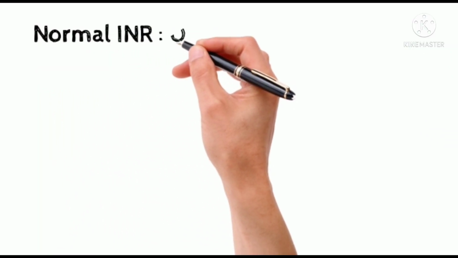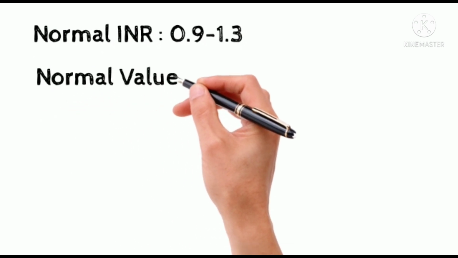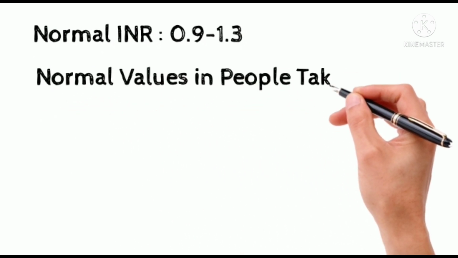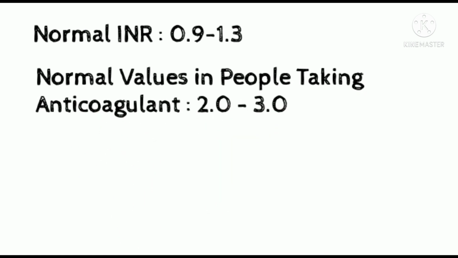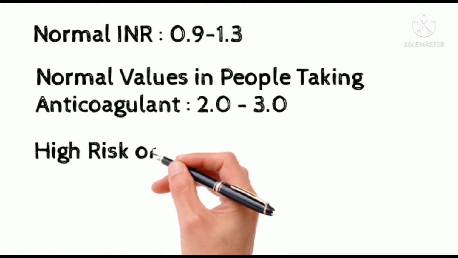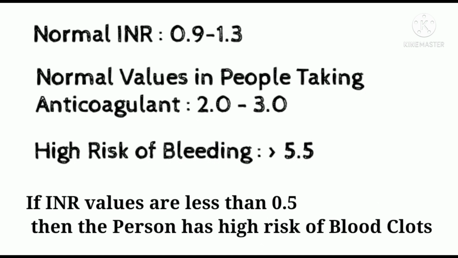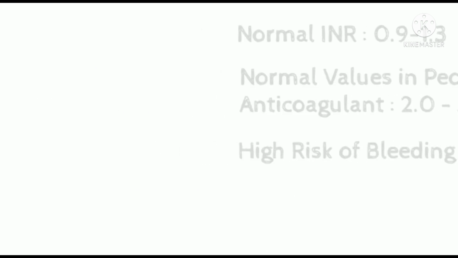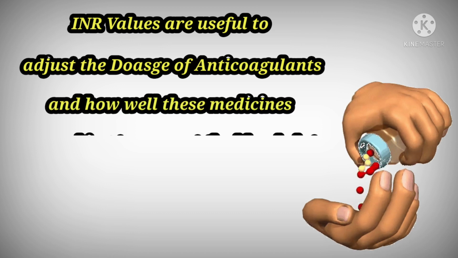In healthy individuals, the normal INR value is 0.9 to 1.3, whereas in people taking anticoagulant medicines, the INR ranges from 2 to 3. If the INR value is greater than 5 or 5.5, we consider it a high risk of bleeding, and if the INR value is less than normal, then the person has high chances of having a blood clot. Most importantly, INR values are only useful to adjust the dosage of medicines.